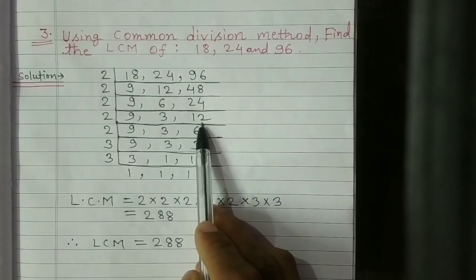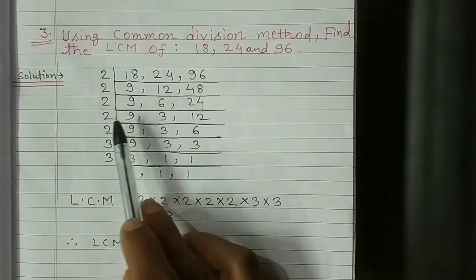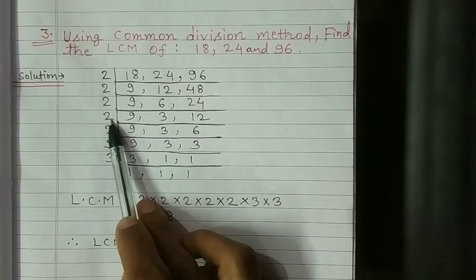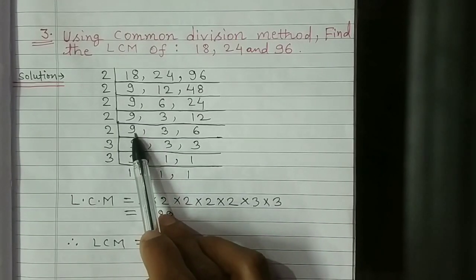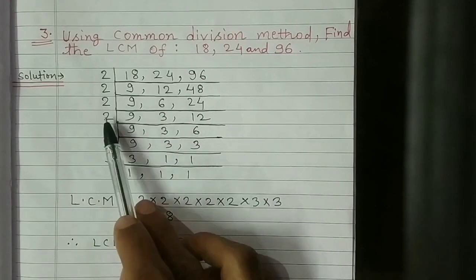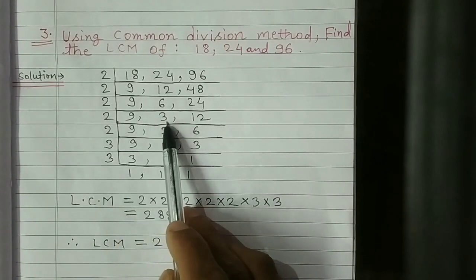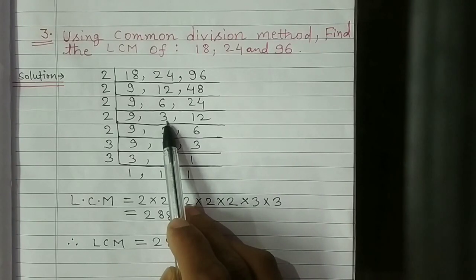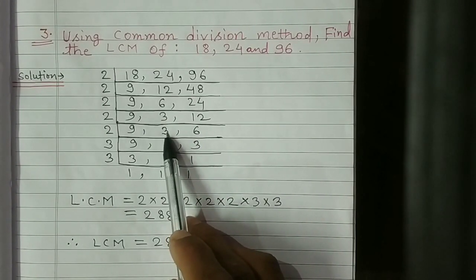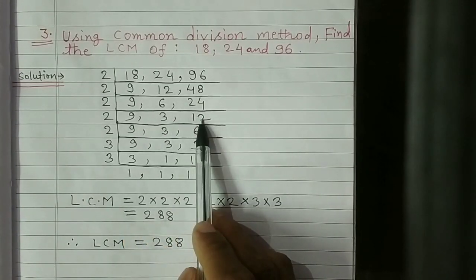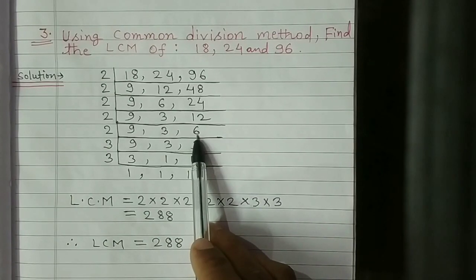Now again we are going to check with the same prime number 2. This 2 will not divide 9 completely, so I have written the same number 9 here. And this 2 will not divide 3 completely, so here I have written the same number 3. Now this 2 will divide 12 and the quotient will be 6.